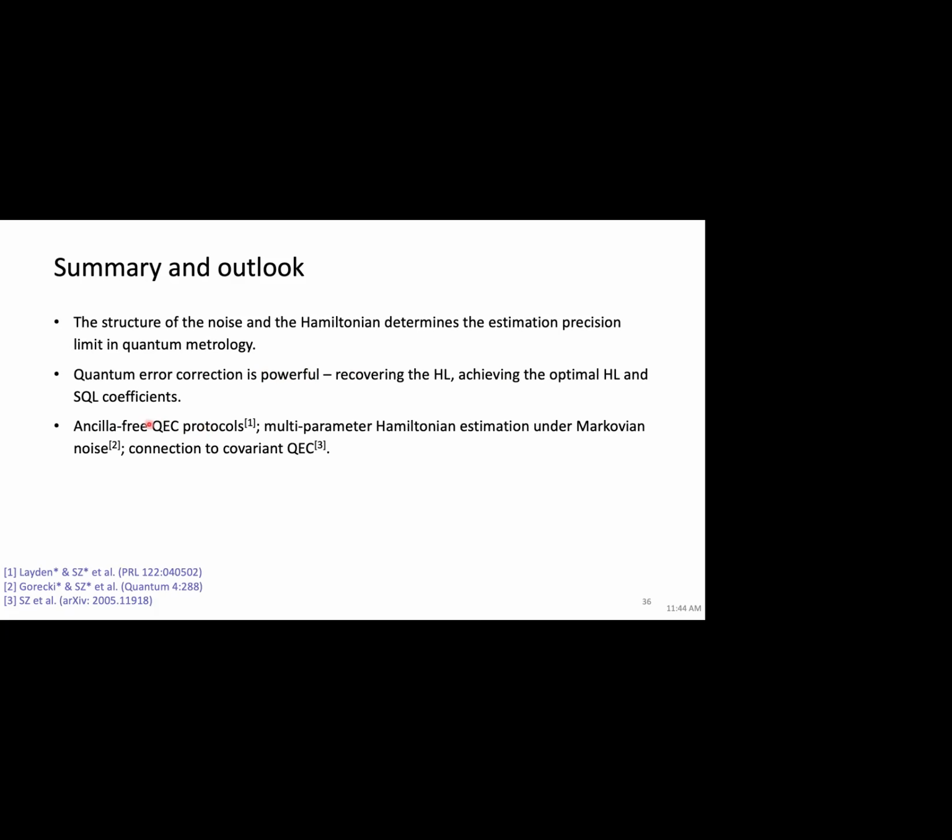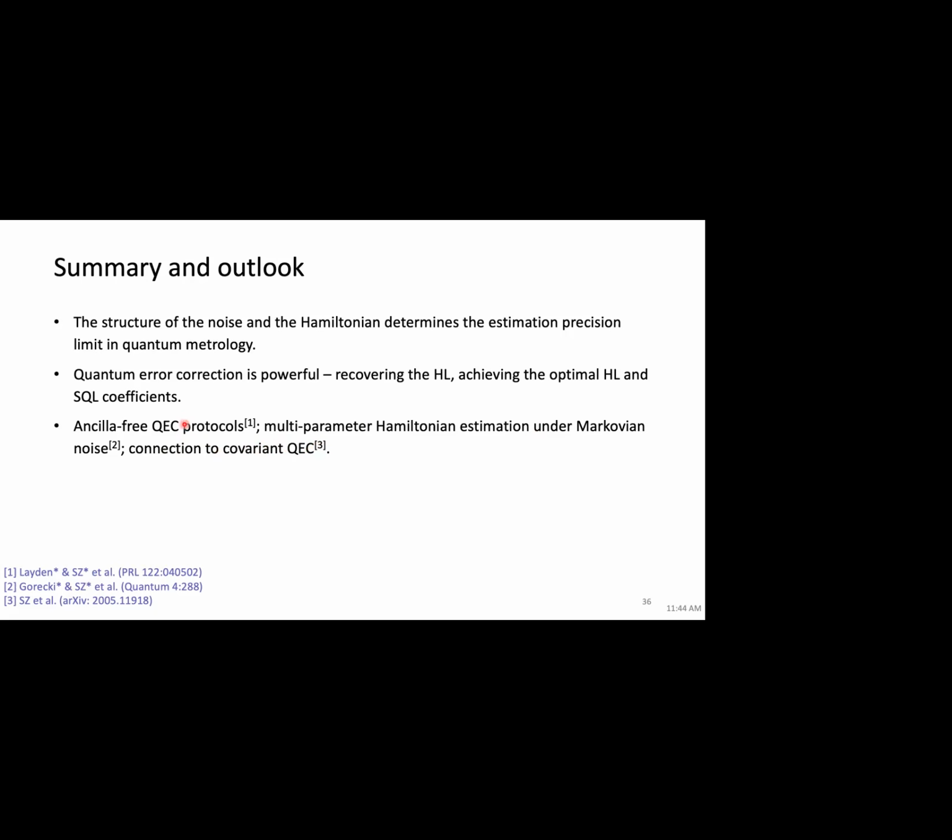One thing is the ancilla-free protocol. Instead of having this ancilla there, we would also want ancilla-free protocols because they are more experimentally friendly. We've discovered some conditions under which an ancilla-free protocol is possible, and that is discussed in this paper. We also consider the multi-parameter case, where we have some Hamiltonian estimation on the Markovian noise, and that's discussed in this paper. We've also shown that there is a deep connection between covariant quantum error correction and quantum channel estimation in this paper here.